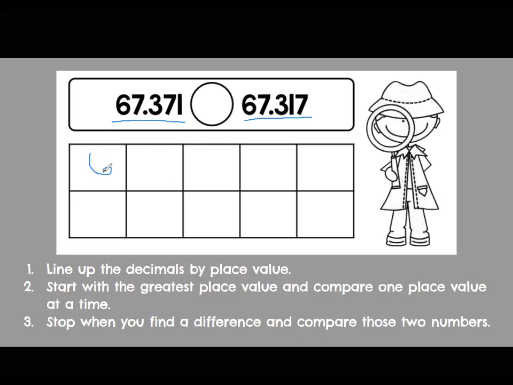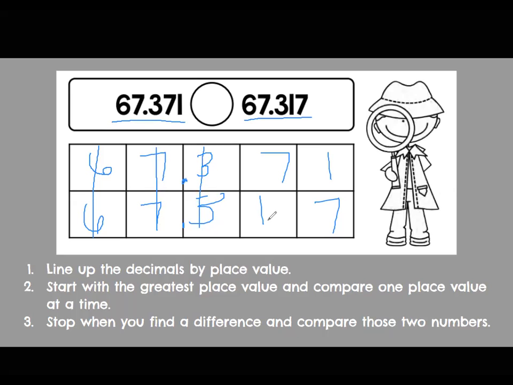So we're going to line up our decimals, 67 and 371 thousandths and 67 and 317 thousandths. All right, so we're going to start with the greatest place value and compare one place value at a time. The greatest place value is, yes, the tens place. If we look at the tens, they both have a 6. We're going to cross that out. Look at the ones, yep, they both have a 7. So we're going to continue to our tenths place. They both have a 3.